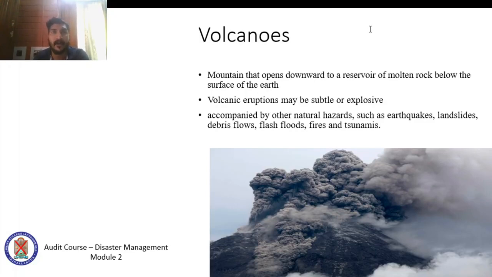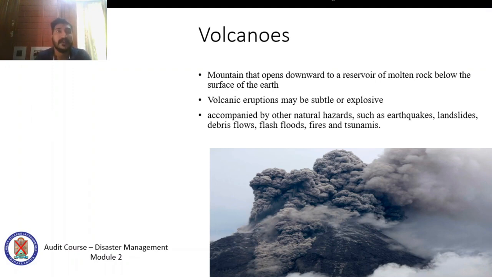Many volcanic eruptions are also accompanied by other natural hazards such as earthquakes, landslides, debris flow, flash floods, fires, and if it occurs under the water, it can even trigger a tsunami. These volcanoes are typically located along the borders of the tectonic plates, which sit on the lithosphere. When changes in pressure and density occur in the magma chamber beneath the volcano, it can force lower density lava and rock to rise, sometimes explosively.